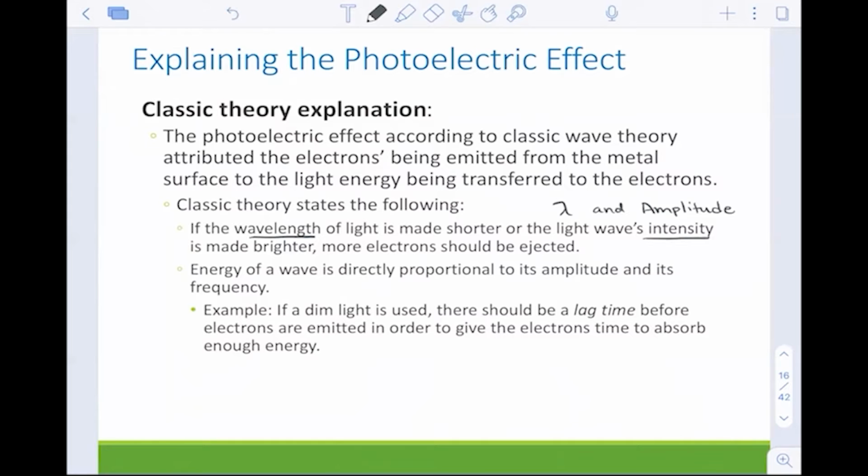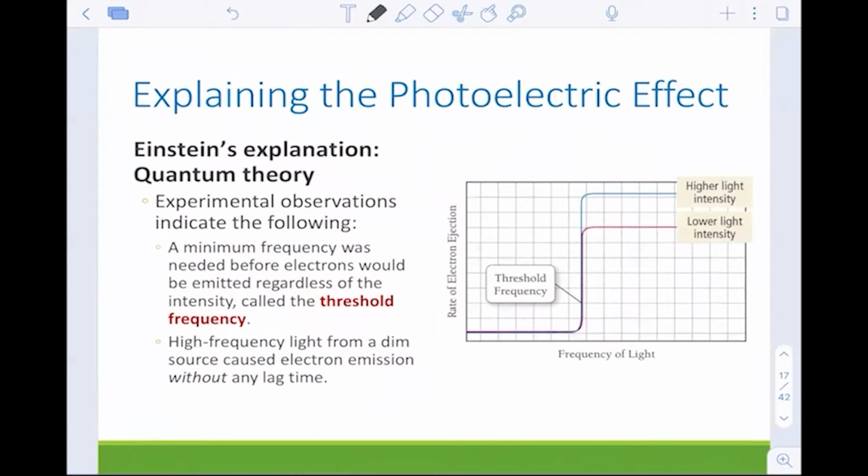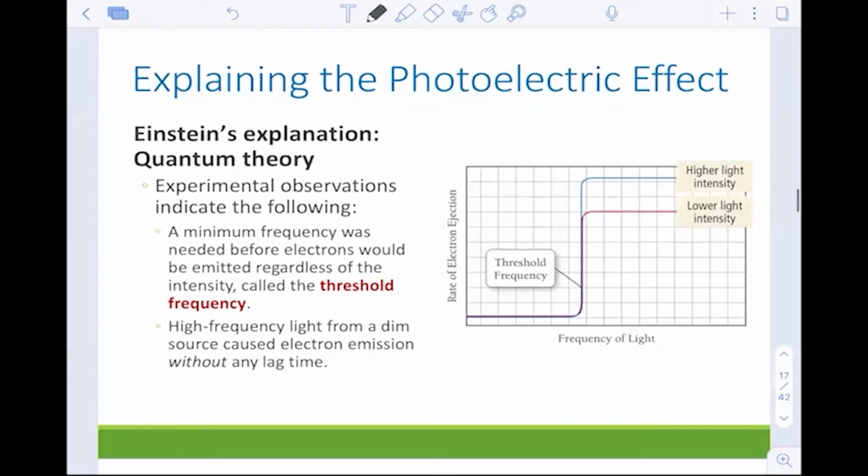This is wrong. What actually happened in Einstein's explanation using quantum theory was that it doesn't matter what the amplitude is; it did not change anything at all. What does change is the actual wavelength. There was a threshold frequency or a specific wavelength that was needed in order to actually get the electron to eject. He called this the threshold frequency. Remember, we talked about the speed of light in a vacuum is how we can convert between wavelength and frequency.